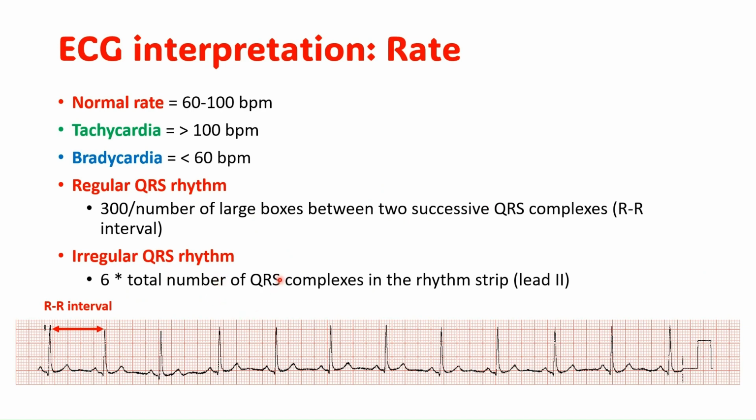do 6 times the total number of QRS complexes in the rhythm strip. So again, that's typically lead 2. So if we count the number of QRS complexes, we've got 1, 2, 3, 4, 5, 6, 7, 8, 9, 10, 11, 12, times that by 6, which is 70-ish. I think it's about 72.